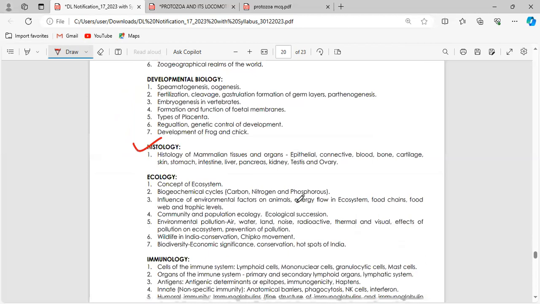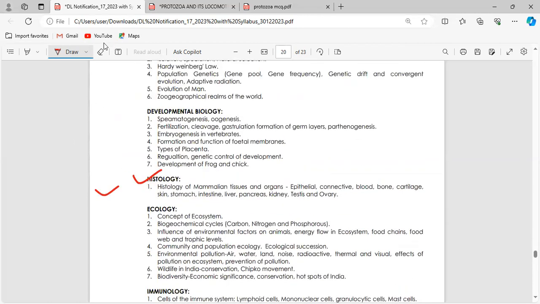And now histology. Histology is nothing but the study of tissues. In that, what are all the tissues? I have one PDF, which is one single page flow chart. If you read that flow chart, you can easily answer whatever question they ask in the exam, because in that single flow chart everything will be there.